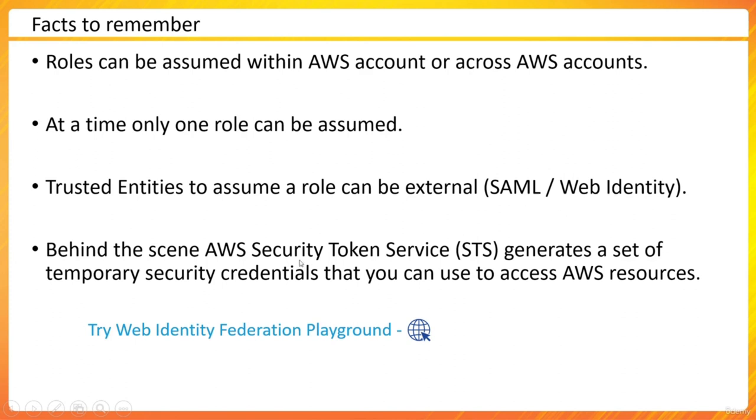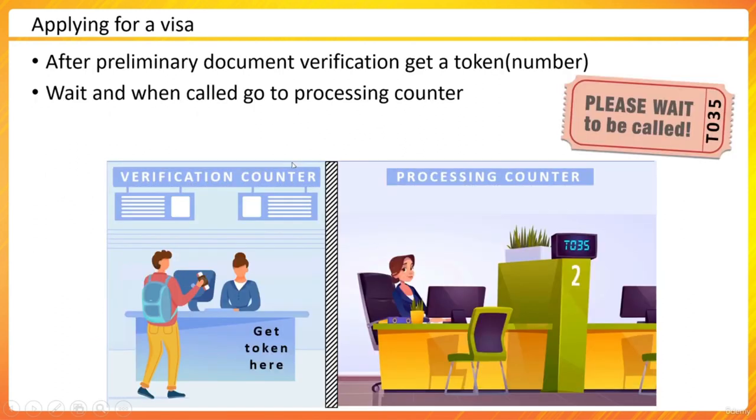What happens behind the scenes? Behind the scenes, there is a service called AWS Security Token Service, or STS, which generates a set of temporary credentials that you can use to access your AWS resources. So this service is doing all the magic behind the scenes. It verifies the request which is coming in, and then it generates temporary credentials, and those temporary credentials are then used to perform operations. Now, if STS confuses you, let me give you another example to understand STS.